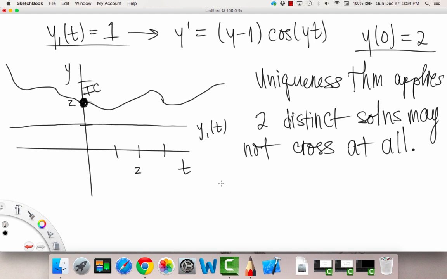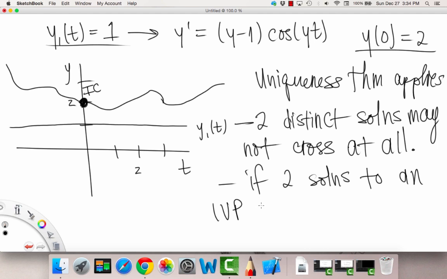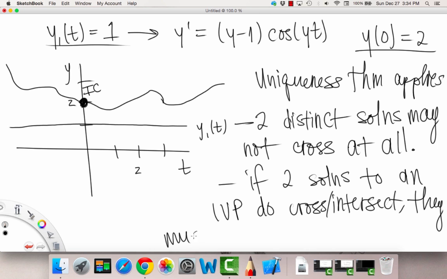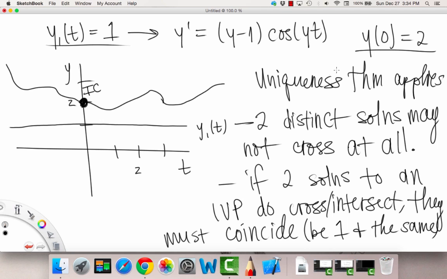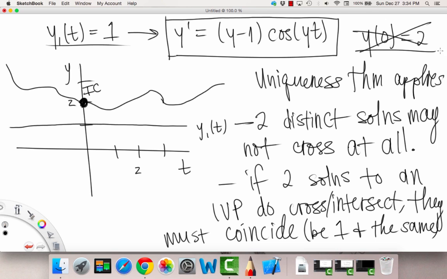Another part is, if two solutions to an initial value problem, that is, to an IVP, do happen to cross or intersect, by the uniqueness theorem that means they must coincide. Coincide just means be one and the same solution. So what does that mean? Let's say we were given this ODE, but instead of this initial value problem, we were given y of 0 is equal to 1.